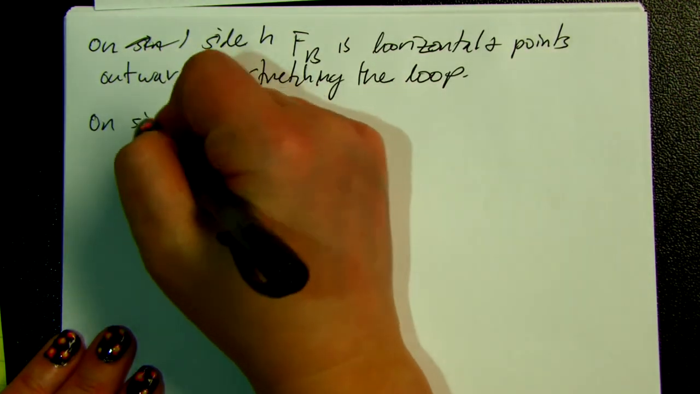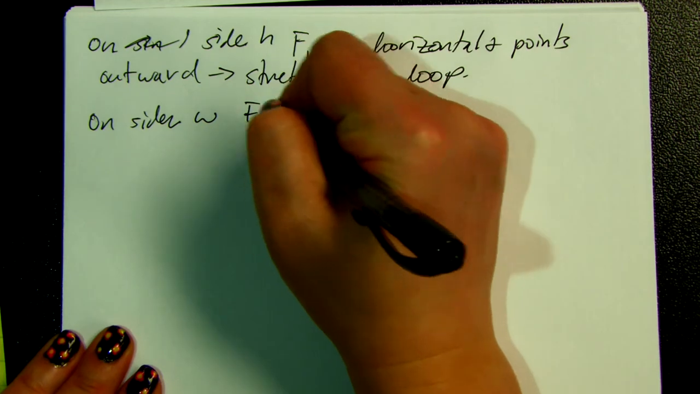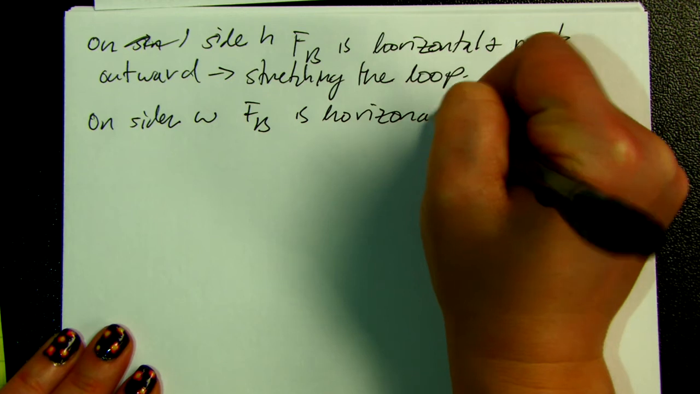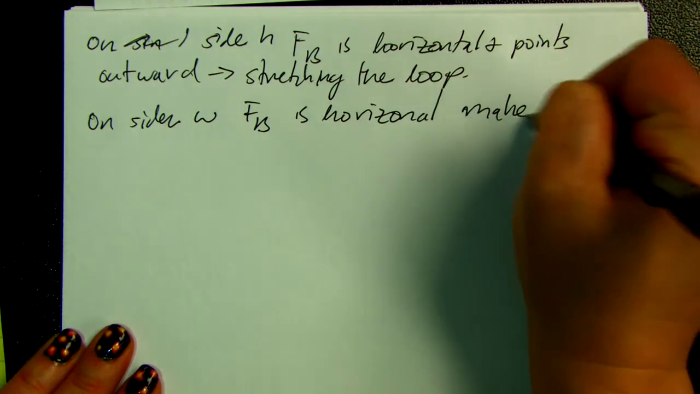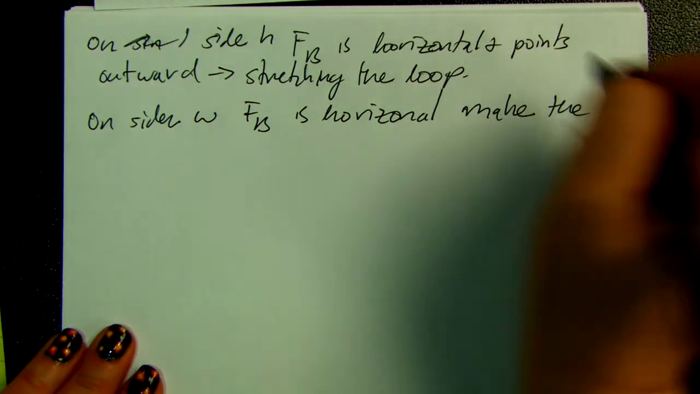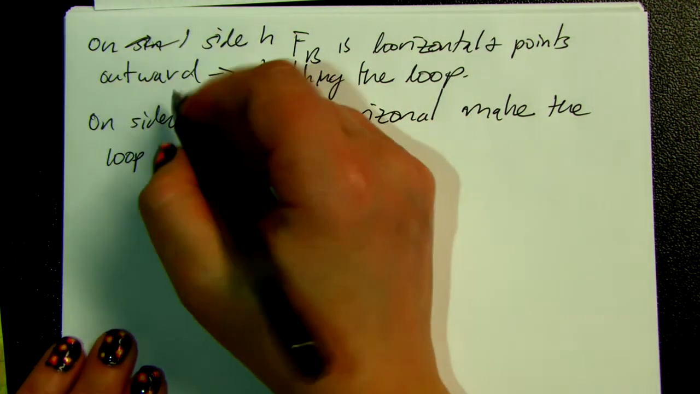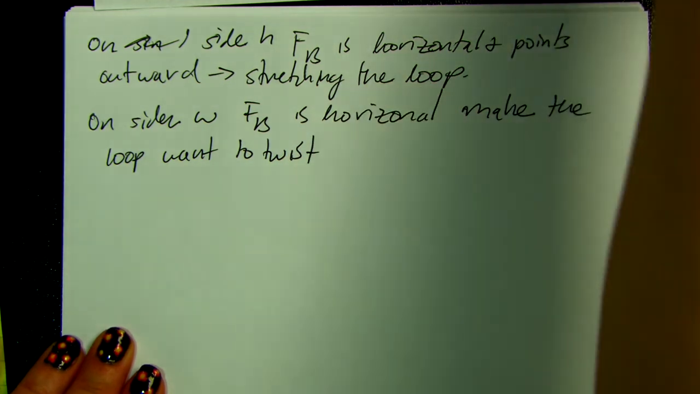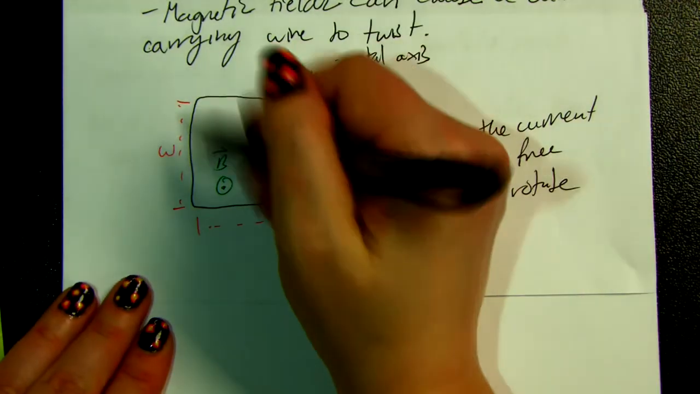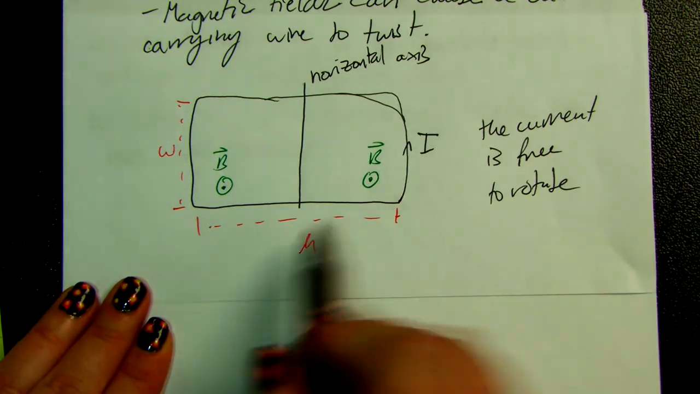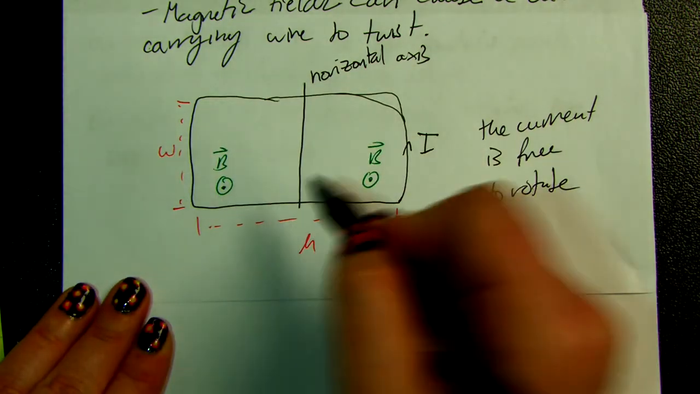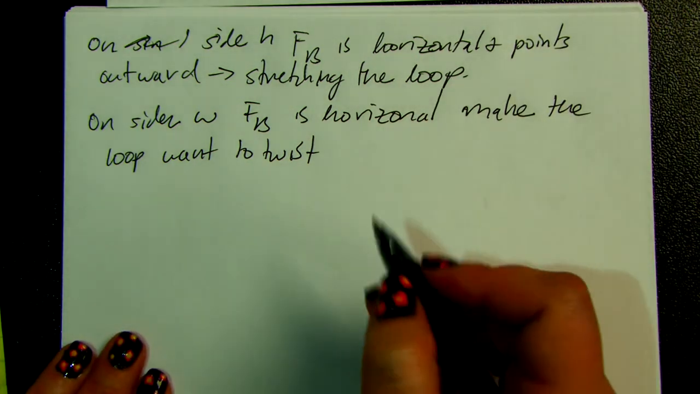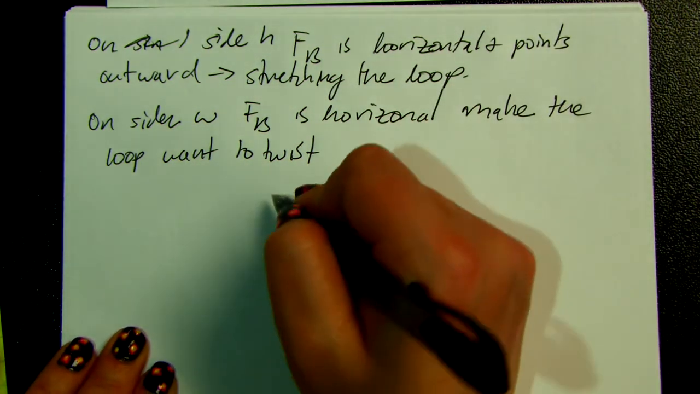On sides W, the magnetic force is horizontal and makes the loop want to twist. So here, the W side, we can see the relationship between the current and the magnetic field giving us magnetic force. So let's look at a side view.